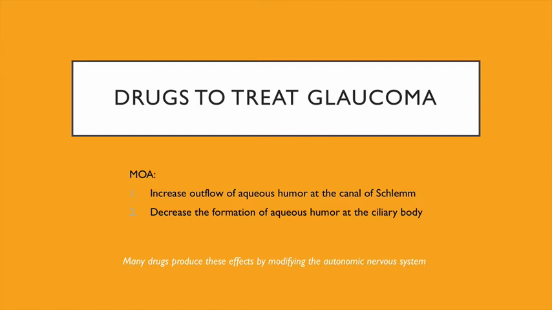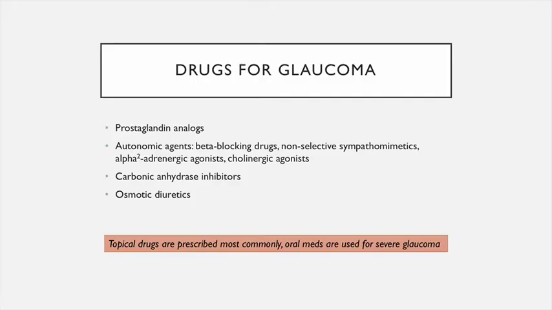The two mechanisms of action that I discussed at the end of our introduction video to this unit, in reference to glaucoma, are, one, to increase the outflow of aqueous humor at the canal of Schlemm. That means essentially drain it better. And the other is to decrease the formation of aqueous humor at the ciliary body. So I'm going to break it down into categories.